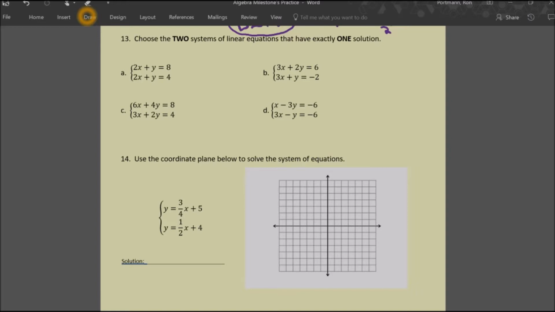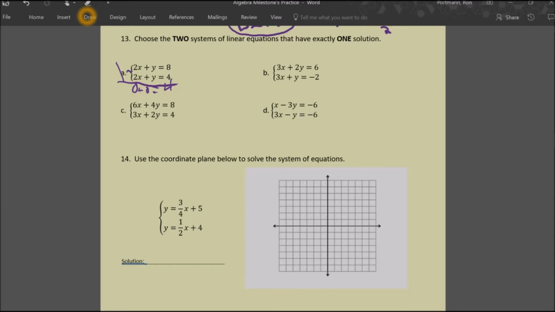I can go ahead and tell you right now we're going to get rid of A. And how I can tell that so fast is by doing the elimination method. If I subtract these, 2x minus 2x is 0, y minus y is 0. The variables cancel out. And it's just asking us, does it have one solution? This says 0 plus 0 equals 4, which is a false statement. The answer to that's no solution.